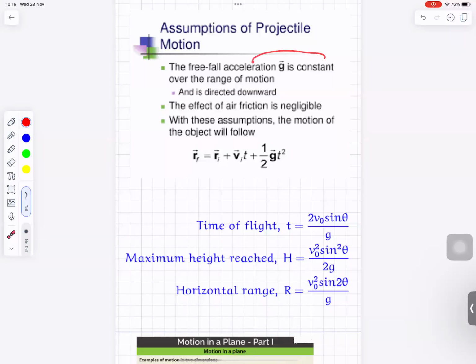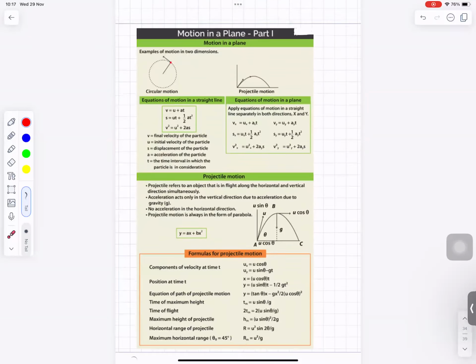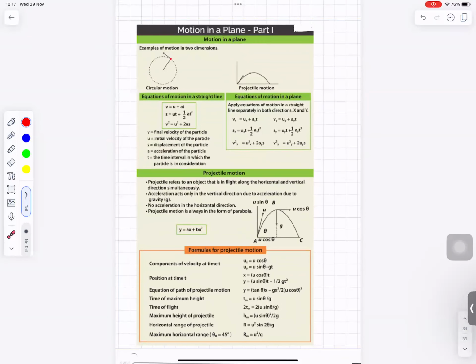So the free fall acceleration g is constant and is directed downward. That friction is there. So you have those different equations. These are just general equations I've put in here now to help you. Time of flight, you can remember those ones, the range. These are things you might come across which you need to just know. Some of them save you a lot of time in exams. You can learn all of this, learn as many of them as possible.